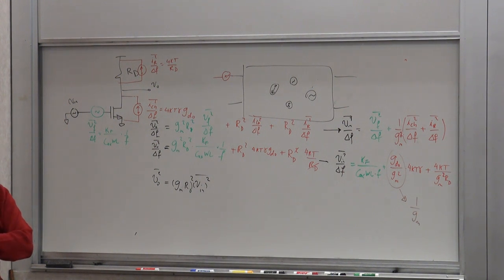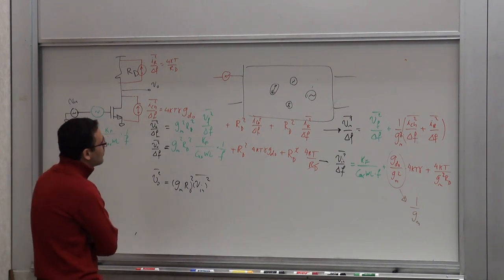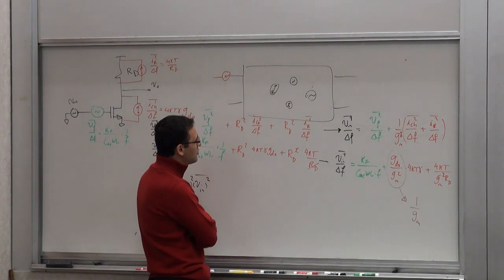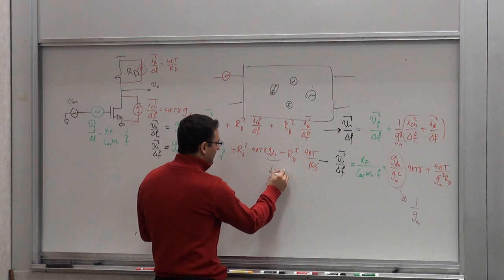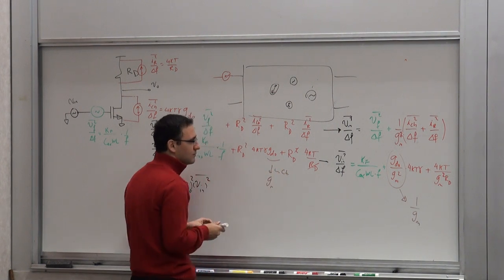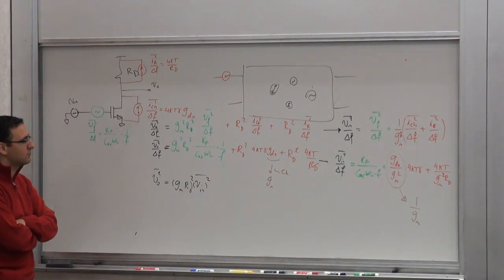GM of the transistor, right? Which means that the more transconductance I get, the lower the input referred noise. How about the output noise? Would that go down with GM or go up with GM, considering that this would be GM if it's a long channel device? What happens to the output noise?